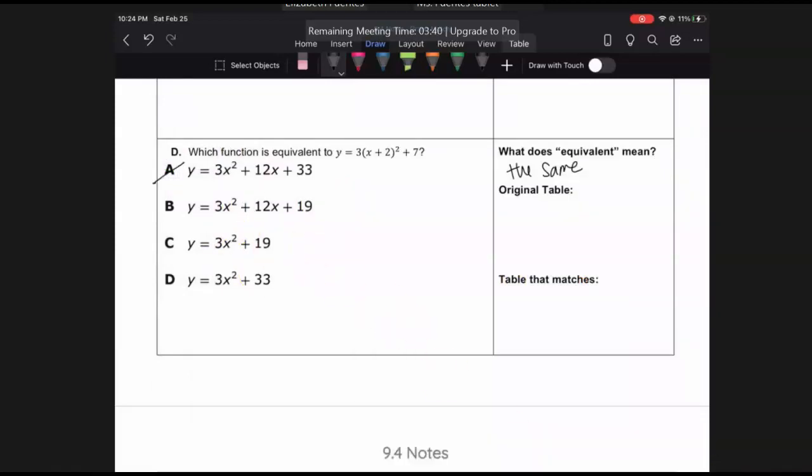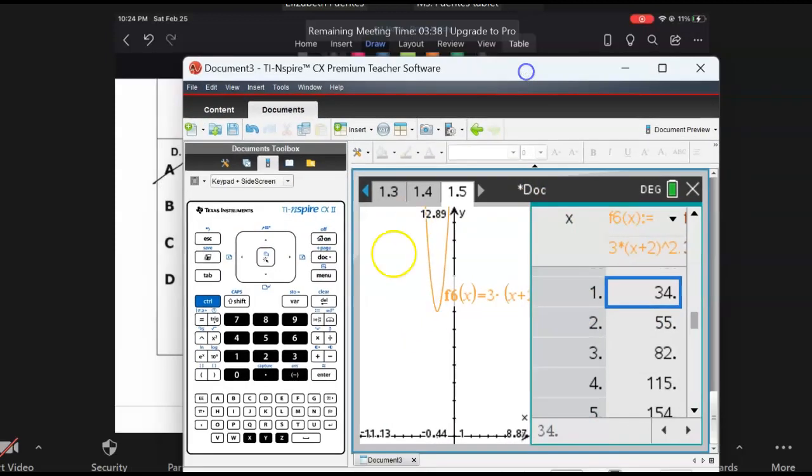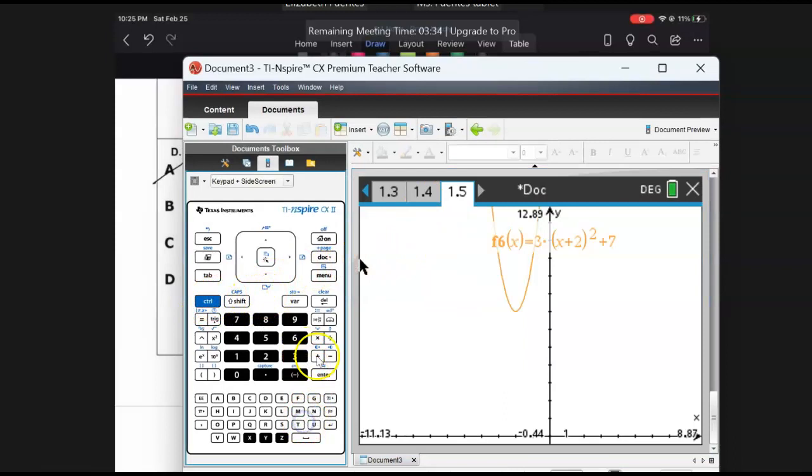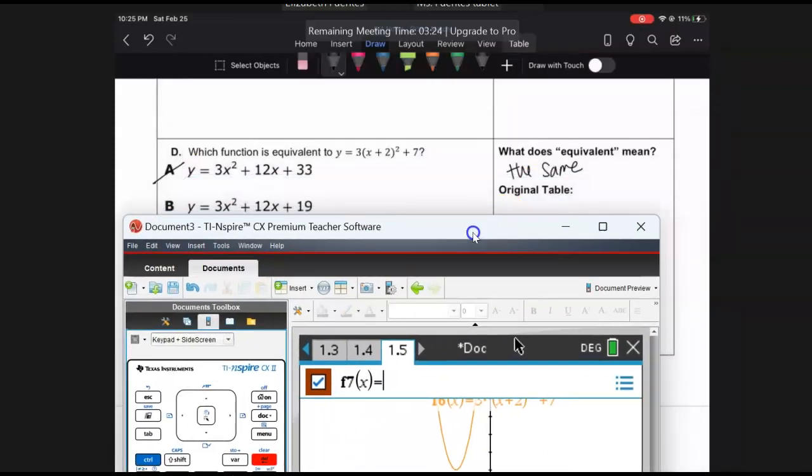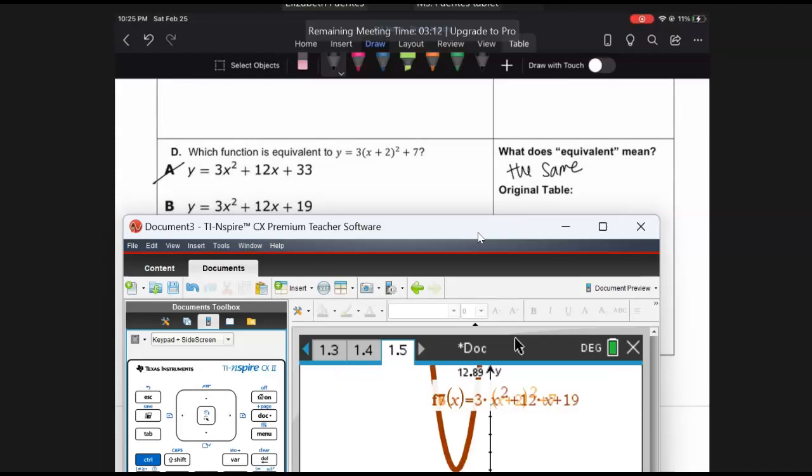Now I go to answer choice B. Control T to get rid of that table, and then I'm going to press tab and delete this, just so I don't have multiple graphs on the same page. So 3x squared, I shouldn't have deleted all of it. 3x squared plus 12x. This one has a plus 19.